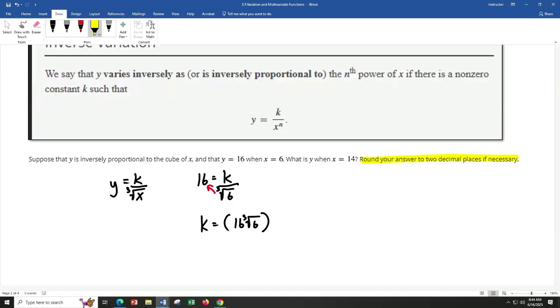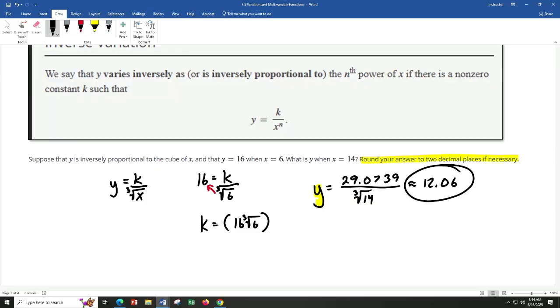So notice you come in here and they go, hey, what about whenever x is 14? Well, what's that going to be for y? I don't know, but I do know that I can put all this back together. How about y is equal to, I'm going to put this in decimal form, 29.0739 divided by the cube root of 14. When I do the math of that, I end up getting 12.06. And that's after doing the math and rounding. And that's all she wrote on that one.